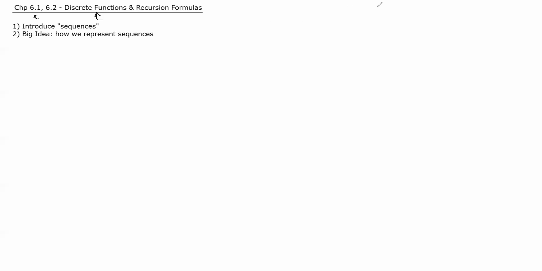What is a sequence? Long story short, a sequence is a set of numbers arranged in a particular order. By definition, that's what it is, but that doesn't really tell you much. So let's do some examples, okay?